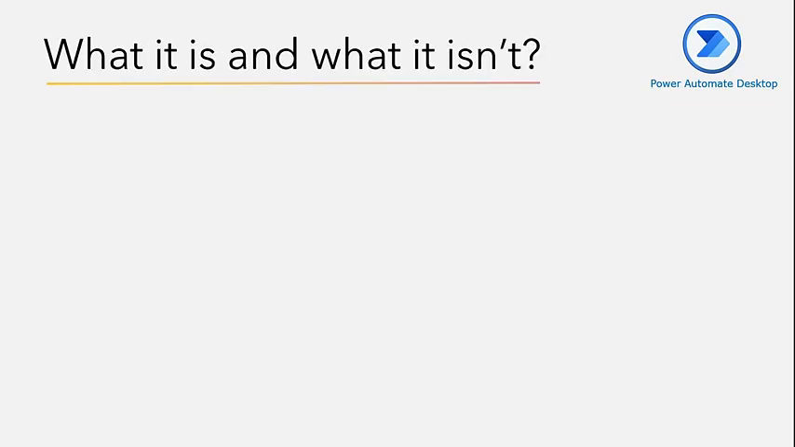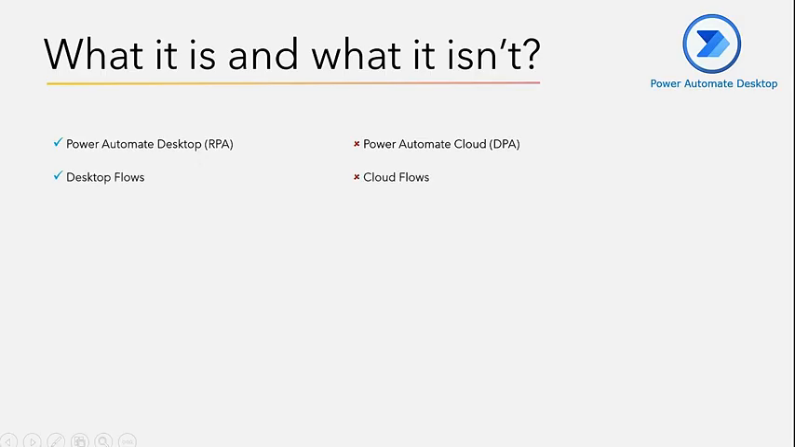Now, let me explain what this course is about and what it isn't about. This course is about the RPA side of Power Automate Desktop, that is robotic process automation. It's not about DPA, that is digital process automation, or the Power Automate Cloud. Anything that you build using the RPA Power Automate Desktop tool is called a desktop flow, whereas anything that you build using the cloud portal is called a cloud flow.